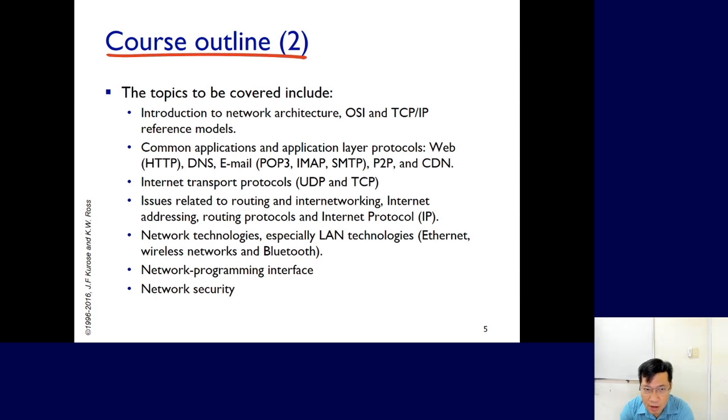Other topics covered by this course include internet transport, UDP and TCP. Some issues related to routing and internetworking: internet addressing, routing protocol, and the Internet Protocol, IP, as you know the IP protocol used in the internet. Some technologies used with the local area network or LAN, such as Ethernet, wireless network, Wi-Fi, and Bluetooth. Two other topics are also covered in this course, but briefly and basically: network programming interface and network security.